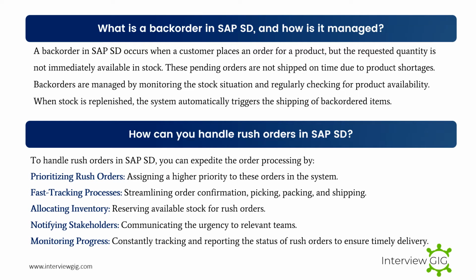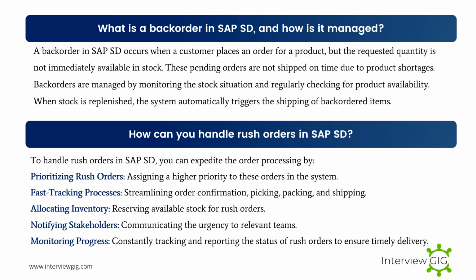What is a backorder in SAP SD, and how is it managed? A backorder in SAP SD occurs when a customer places an order for a product, but the requested quantity is not immediately available in stock. These pending orders are not shipped on time due to product shortages. Backorders are managed by monitoring the stock situation and regularly checking for product availability. When stock is replenished, the system automatically triggers the shipping of backordered items.